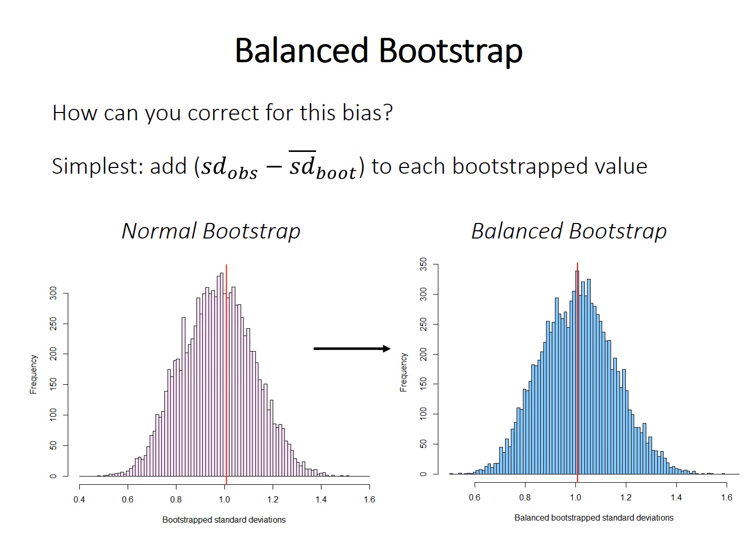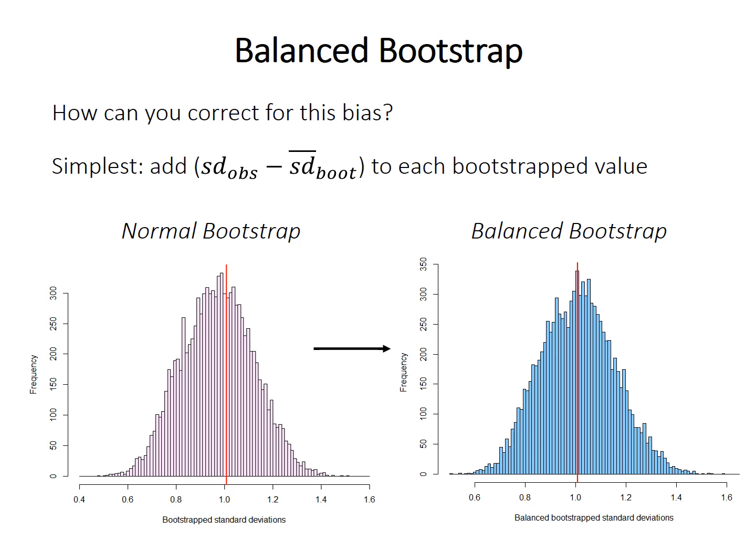There are a variety of ways to correct for this, but we'll just cover one fairly straightforward and simple one, and that's called the balanced bootstrap. The process just involves correcting the offset by adjusting each value. For each bootstrapped standard deviation in this case, we're going to add the difference between the observed value in our original data and the mean of all of our bootstrap data. So we're adjusting each value and shifting it so that the mean of our bootstrap data is the same as the actual observed value in the original data.